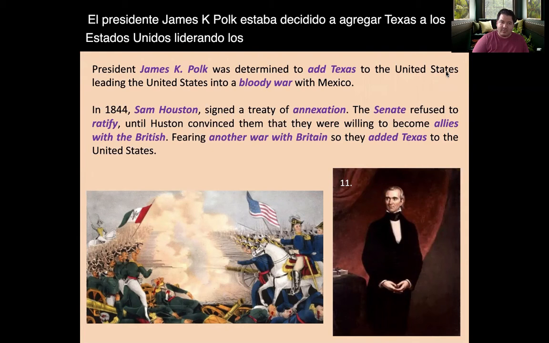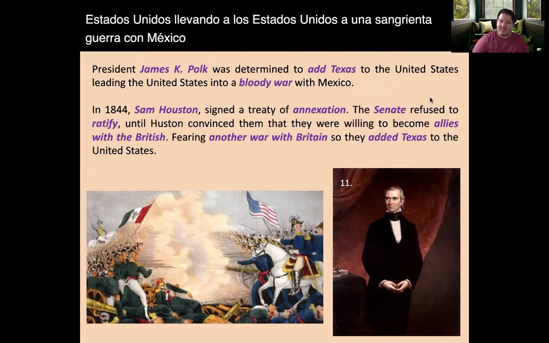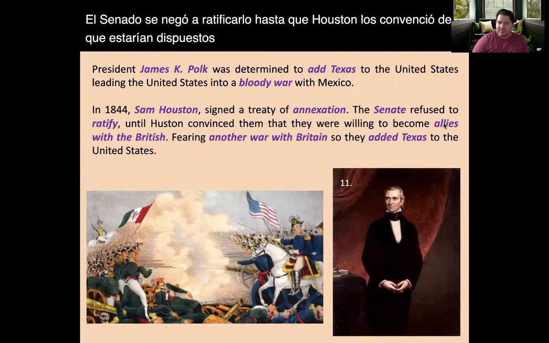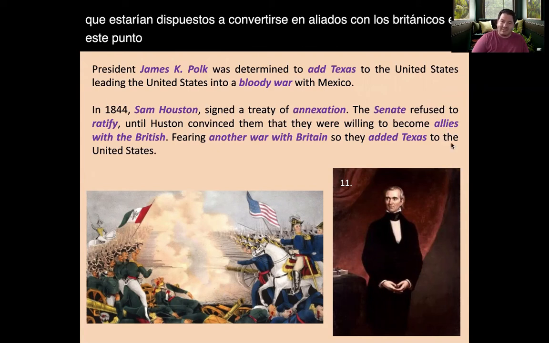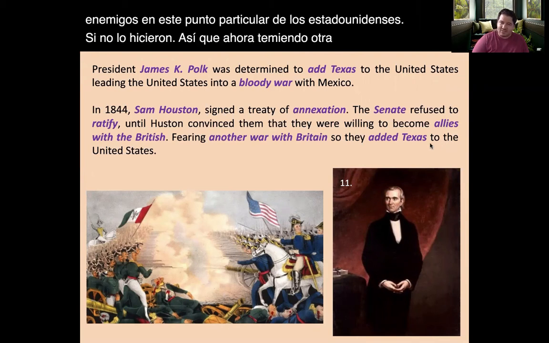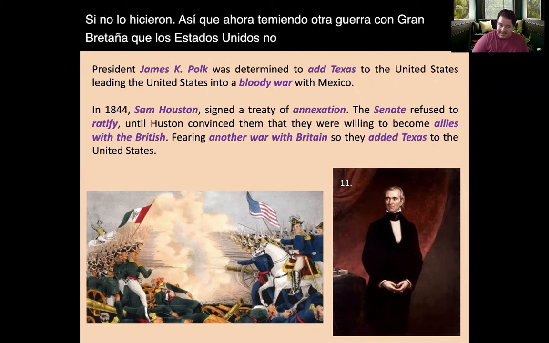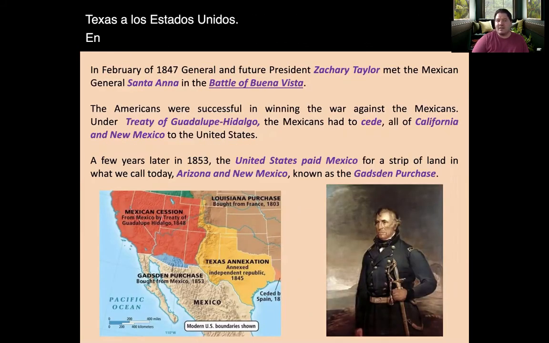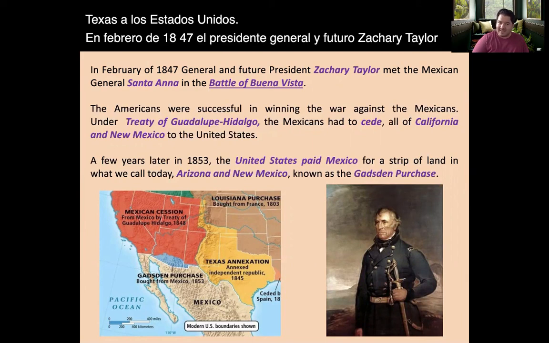In 1844, Sam Houston signed a treaty of annexation. The Senate refused to ratify it until Houston convinced them that Texas would be willing to become allies with the British, the enemies of the Americans at this particular point, if they did not do so. Now, fearing another war with Great Britain that the United States could nowhere near afford, they added Texas to the United States.